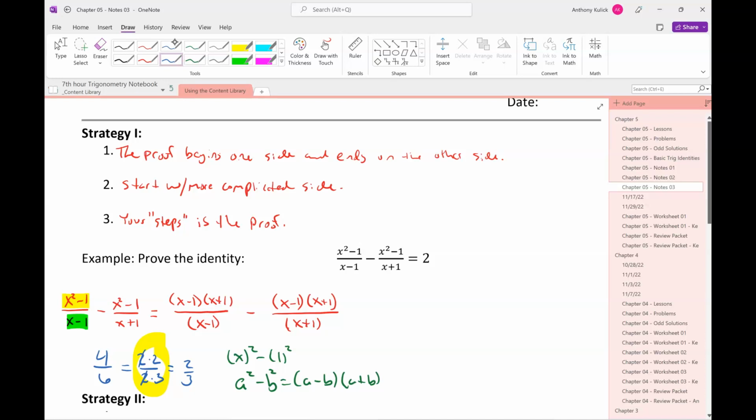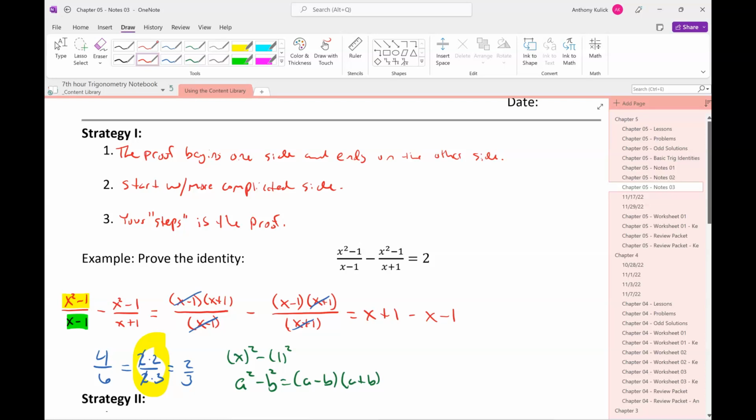Can I reduce? Great, you said yes. What can I reduce from the first fraction? The whole top? No, the x minus 1s can cancel, right? In the second fraction, what can cancel? The x plus 1s. So what am I left with? x plus 1 minus x minus 1, right? Does that look good to you guys?